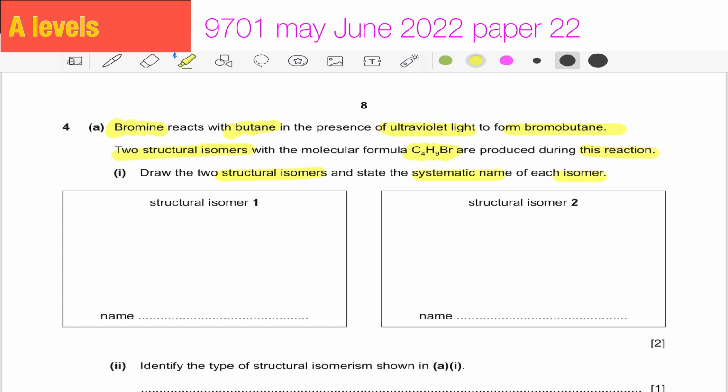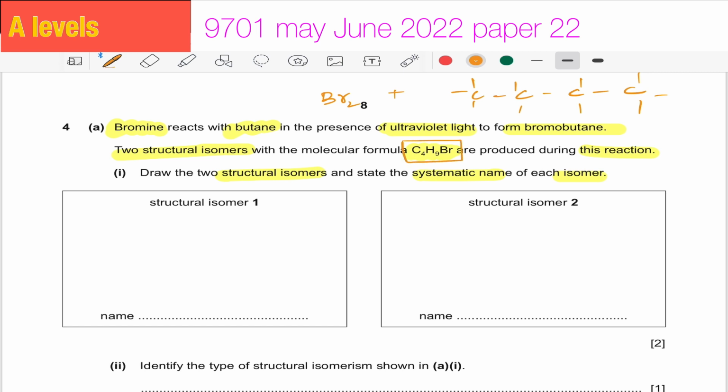Now, what are structural isomers? Those which have same molecular formula but different structure. So they're saying that we have butane. Now this is butane, 1, 2, 3, 4. In butane we have 4 carbon atoms, and with each carbon atom there are hydrogens attached. And they're saying that when we react it with bromine, 2 structural isomers will be produced. So this is a mono substitution reaction because they have given us the molecular formula of the product.